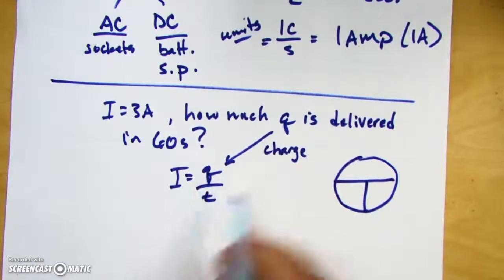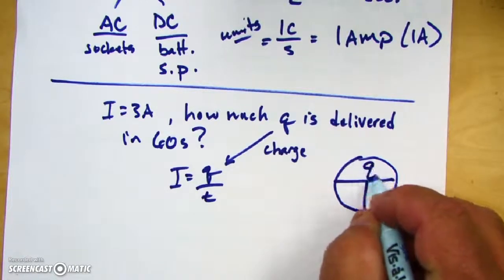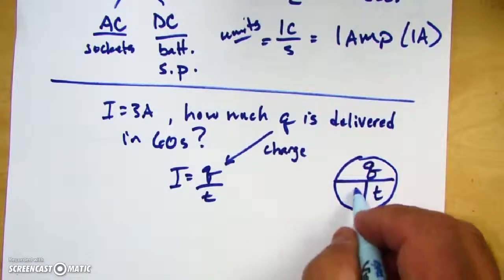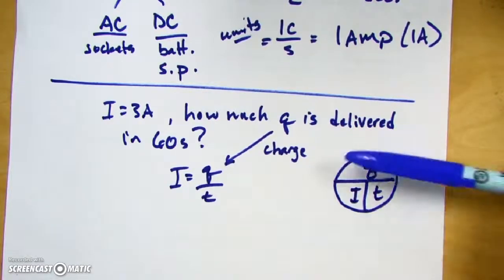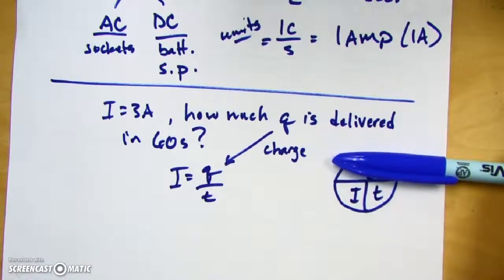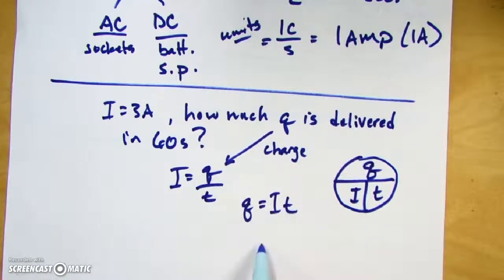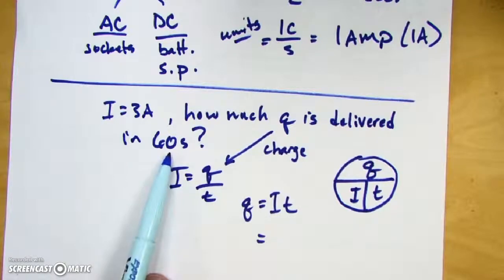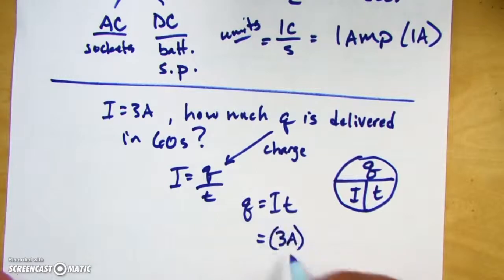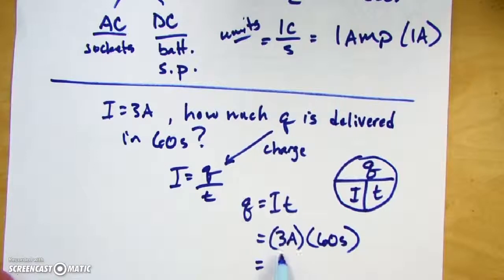Remember, you have Q over T, so in the equation you're going to put Q over T, and then I goes here. Since you're looking for Q, if you cover Q up, it tells you that Q is equal to I times T. Now here's where you have to be a little bit careful. Well, in this case you don't have to be careful. They can oftentimes give you this in minutes, and then you're going to have to convert it to seconds. So I'm going to take 3 amps times 60 seconds. Now, 3 times that is 180.